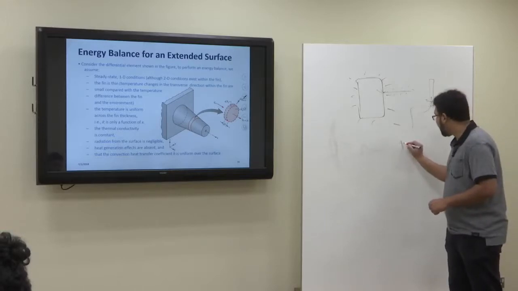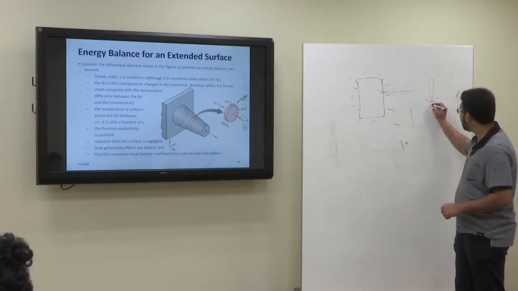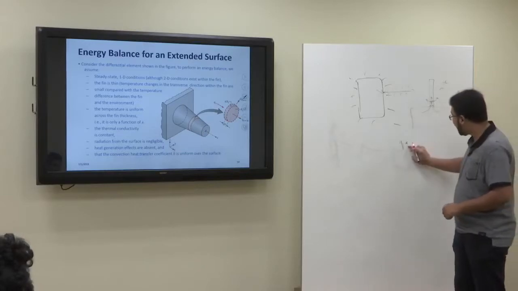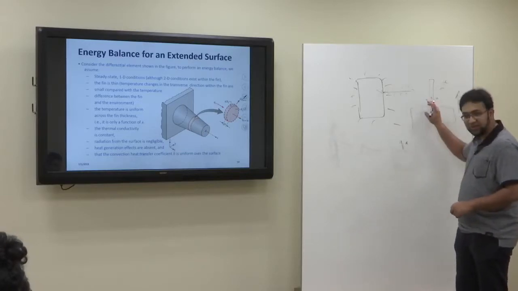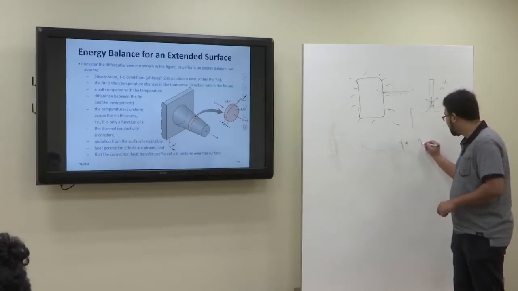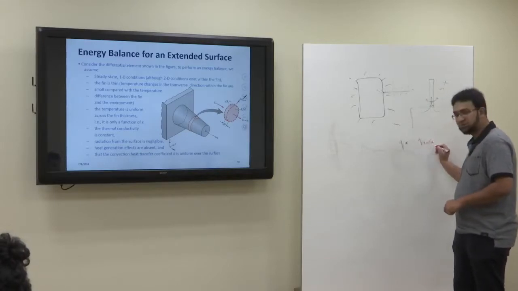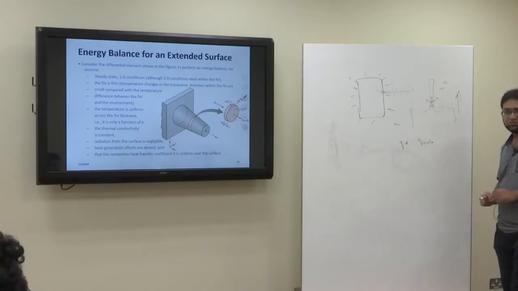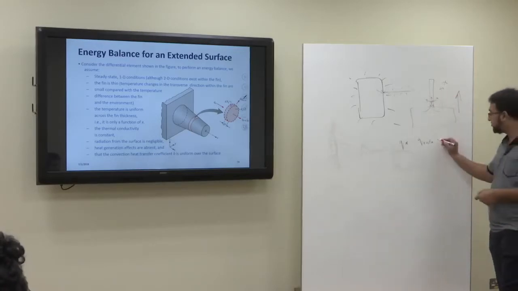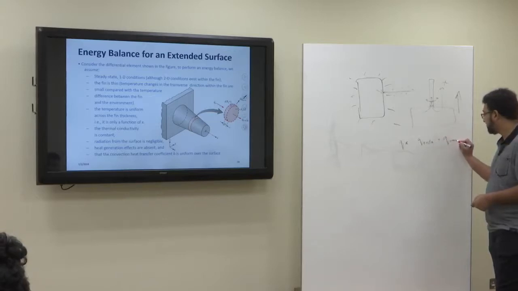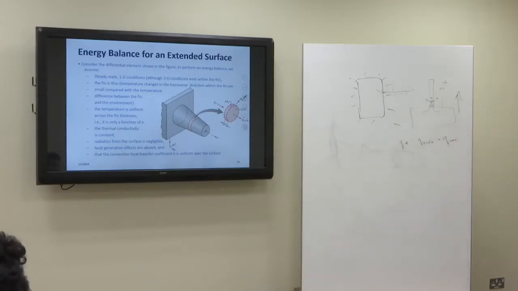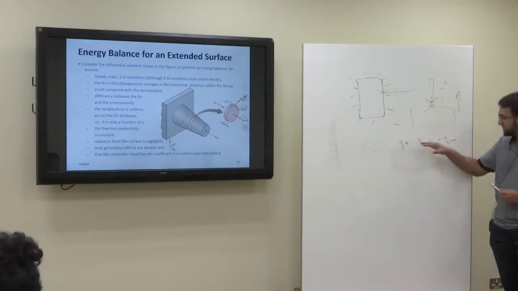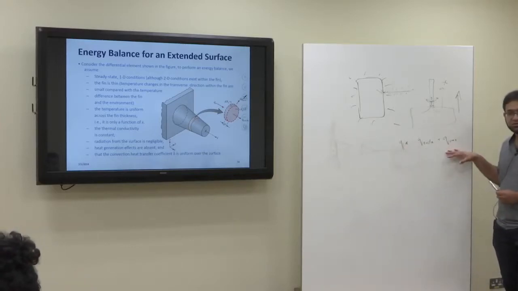It will be Qx. Suppose at location x, in the x direction, Qx is entering in, and it equals Qx plus dx after dx distance, okay? So Qx plus dx will be conducted out, plus Q convection. Is it clear? So Qx is energy into the surface, and this is energy out from the surface. Okay?